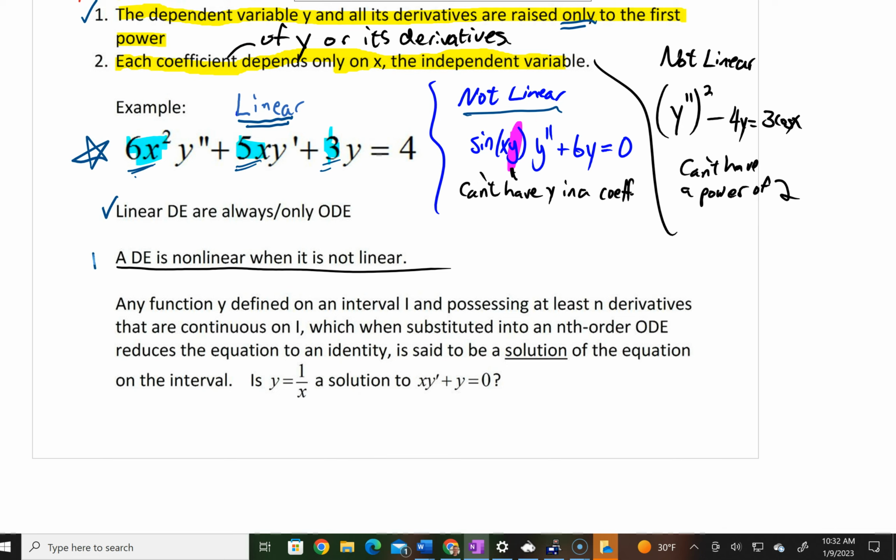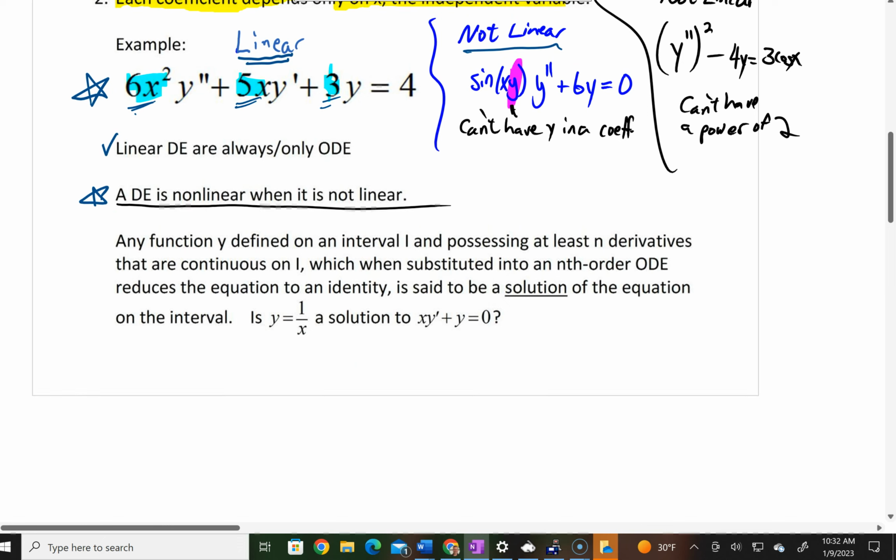Second of all, a differential equation is nonlinear when it is not linear. That sounds kind of funny, but I just want to make sure that everybody realizes that nonlinear means exactly the same thing as not linear. Okay? Well, here we go into solutions.